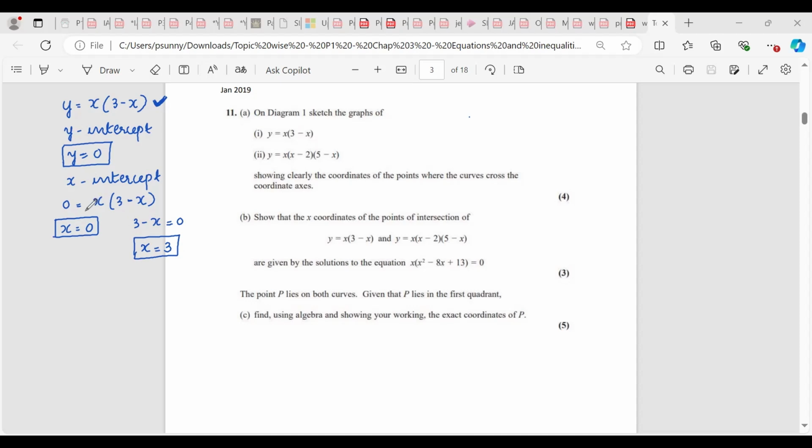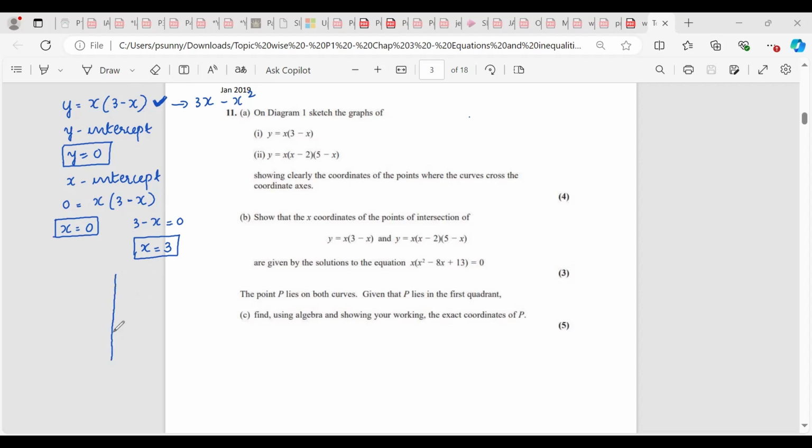Now the shape is what we need here. The shape depends on the coefficient of x squared. When you expand this, x into 3 is 3x, minus x into x is x squared. So the coefficient of x squared is negative. So we know that the shape is going to be an N-shaped parabola.